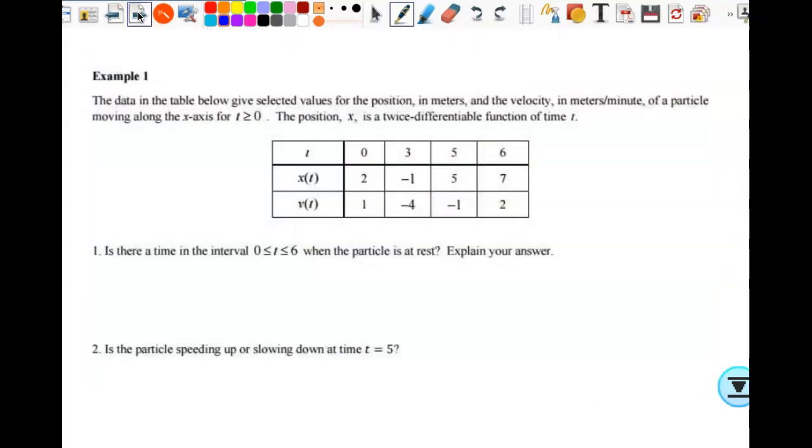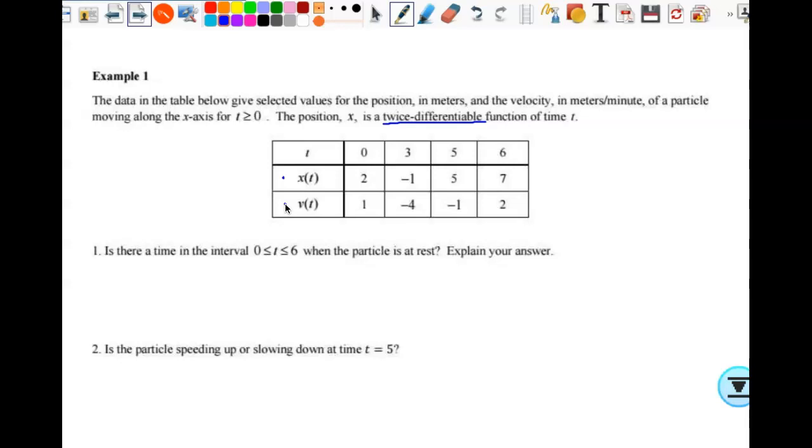All right, the data in the table below gives selected values for the position in meters and the velocity in meters per minute of a particle moving along the x-axis for t being greater than or equal to 0. The position x is twice differentiable. Okay, so let's think about what that means. Twice differentiable. If x is differentiable, what does that tell you about it? It's continuous. If it's twice differentiable, that means I can do it twice. So since x is differentiable, I know that it's continuous. Since it's twice differentiable, that means v of t is also differentiable, so that means that they're both continuous. Does that make sense? That's what twice differentiable means. You can do it twice.